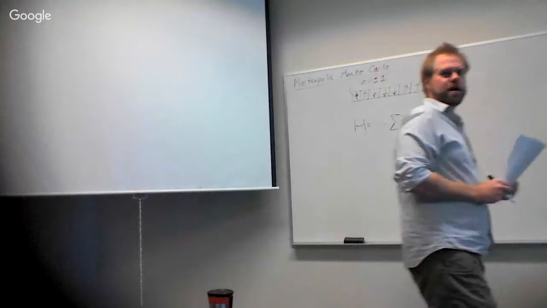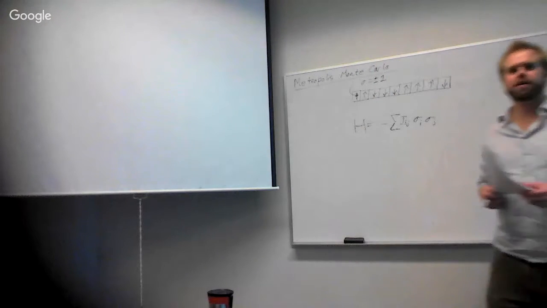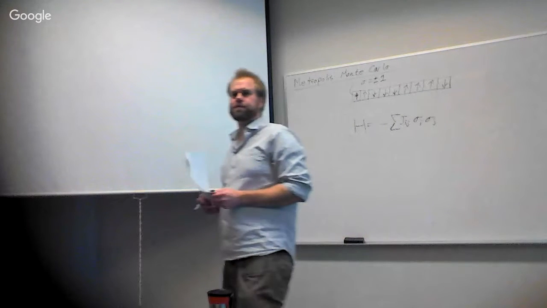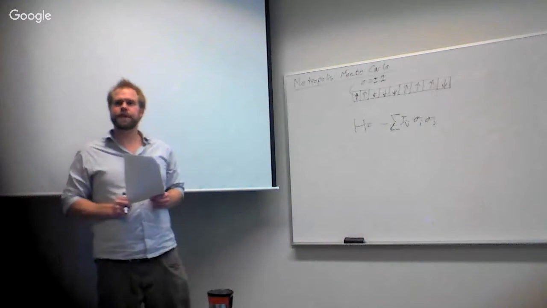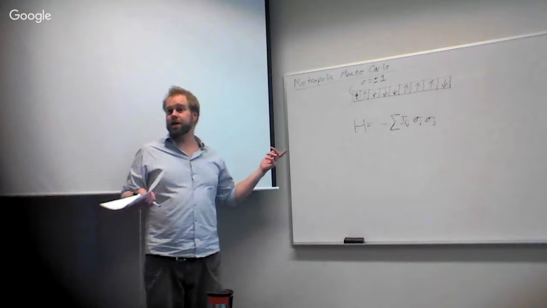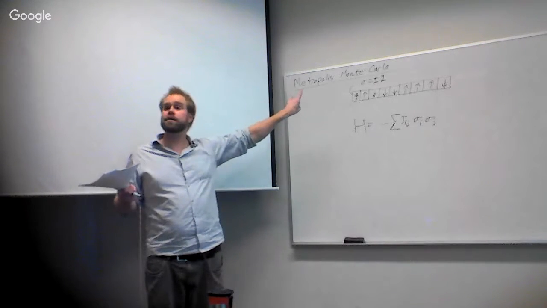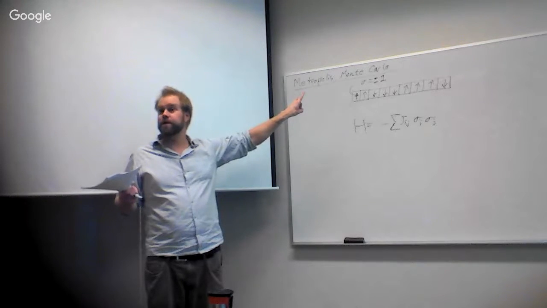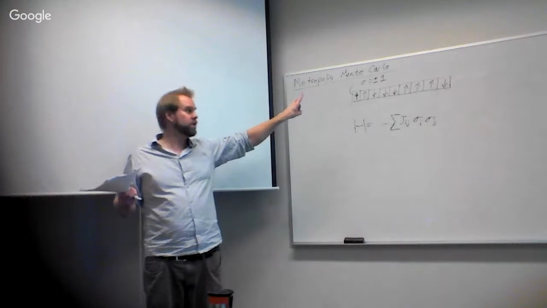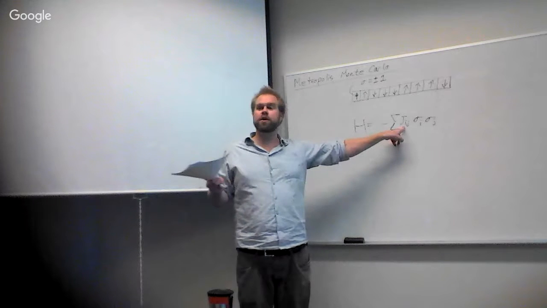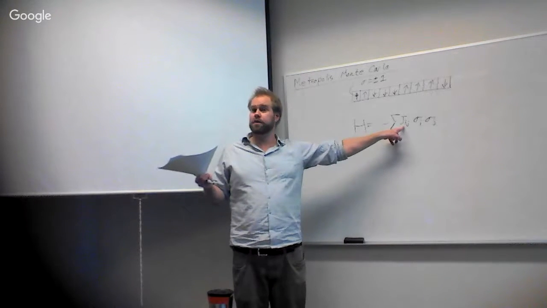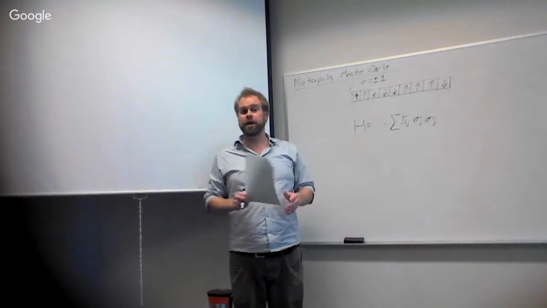Anybody have a guess why that negative is a nice thing to have? Yeah, because then if J is positive, which is nice, then when spins are aligned, you have a lower energy. Cool. In other words, positive J will give you a ferromagnetic material, and a negative J will give you an anti-ferromagnetic one.